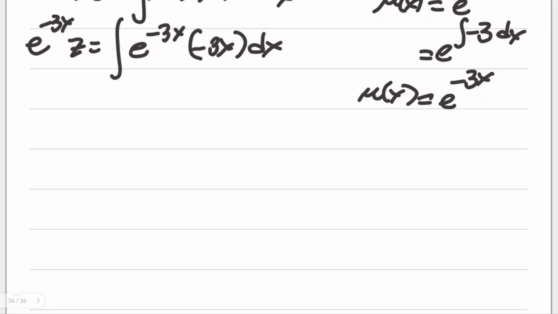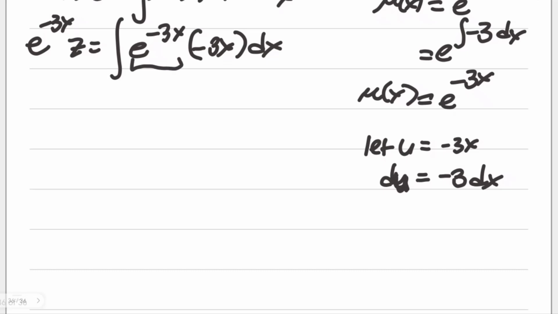If we're going to let u be equal to minus 3x because it's starting with an algebraic expression, its du is negative 3dx. But we have this expression here.